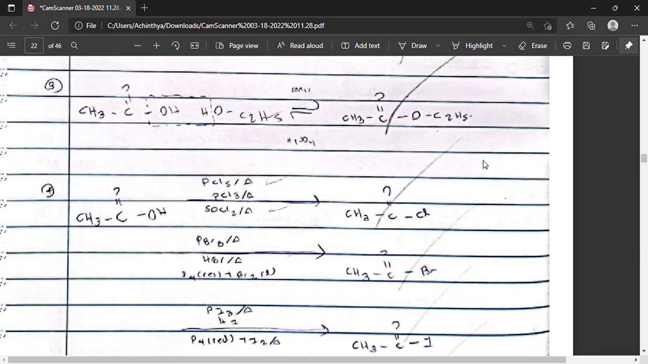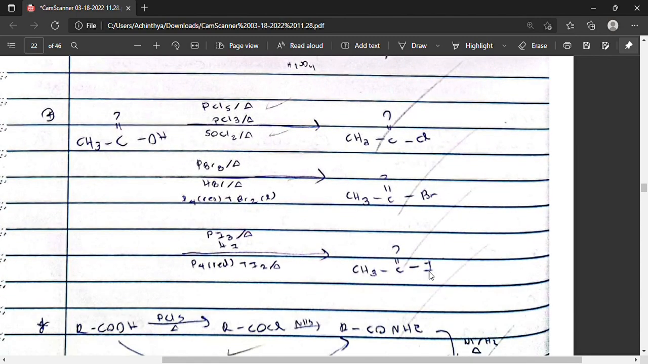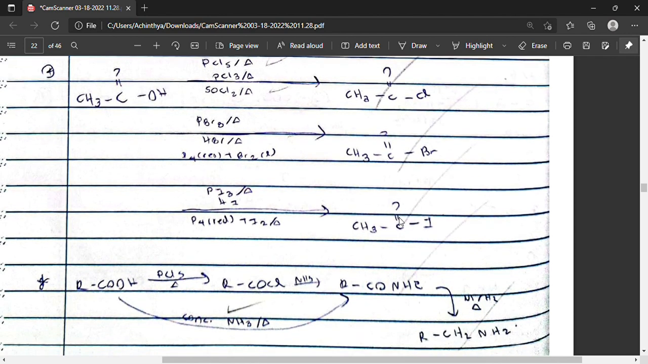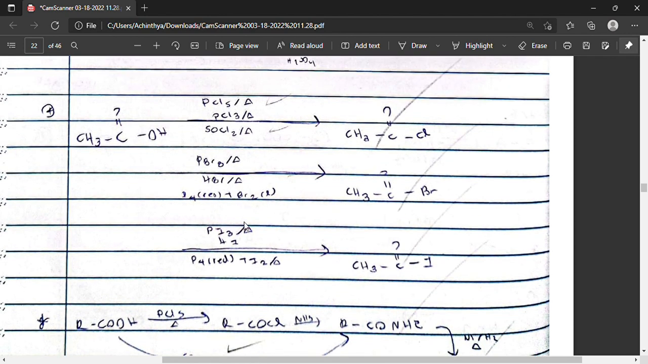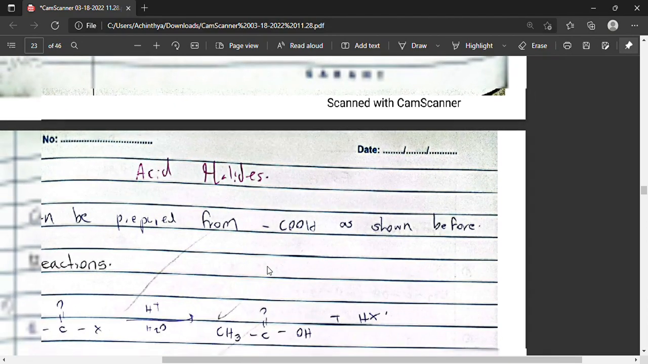We can produce acid chlorides, bromides, and iodides from carboxylic acids. If we want to produce the acid chloride, we use PCl5 delta, PCl3 delta, or SOCl2 delta. If we want to produce the acid bromide, we use PBr3 delta, HBr delta, or red phosphorus and liquid bromine. If we want to form the acid iodide, we use PI3 delta, HI delta, or red phosphorus plus iodine delta. And this is the chemistry of acid halides.